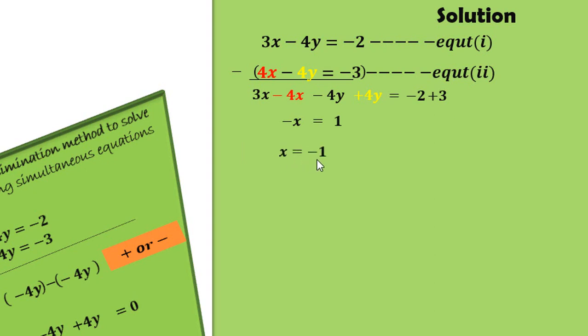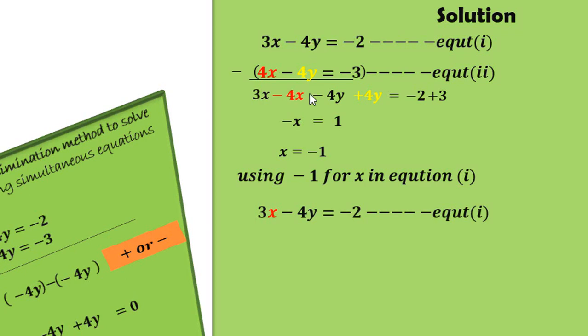So it means that our x equals what? Negative 1. So having gotten the value of x, you're going to be using minus 1 for x in equation 1. In equation 1, we have that 3x minus 4y equals minus 2. That's what equation 1 says. The value you got for x, you bring it in for x. So that's going to be 3 into minus 1, then minus 4y equals minus 2. You are using this minus 1 for x in equation 1 so that we can get the value of y as well.